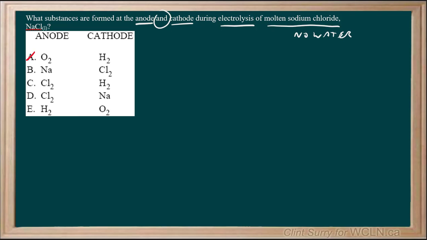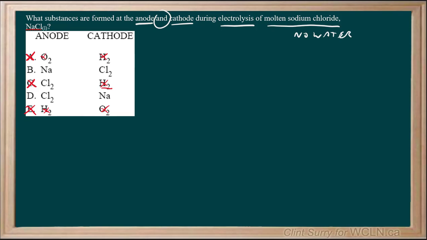Now that means we don't need to worry about the first one because that's oxygen and hydrogen. They're from working with water. We don't need to worry about the chlorine and hydrogen, and we don't need to worry about the last one because it's again involving water. That means we're looking at either sodium or chlorine forming at each of the electrodes.